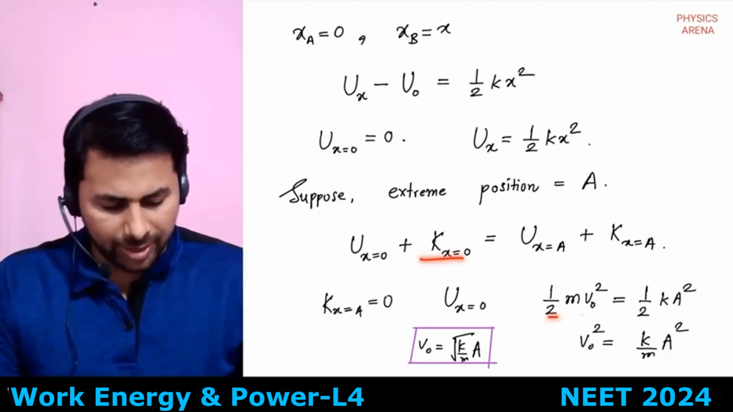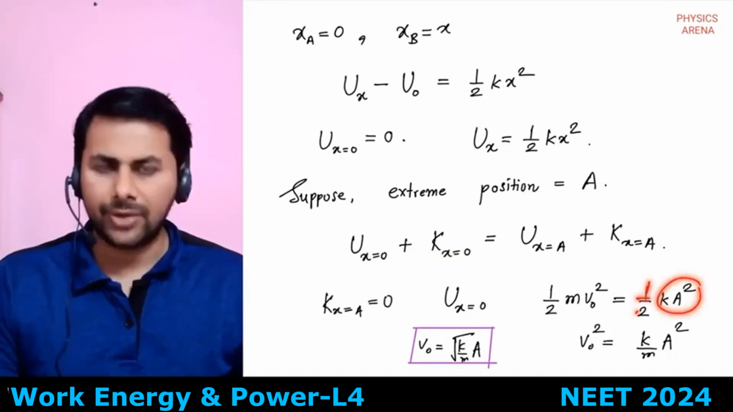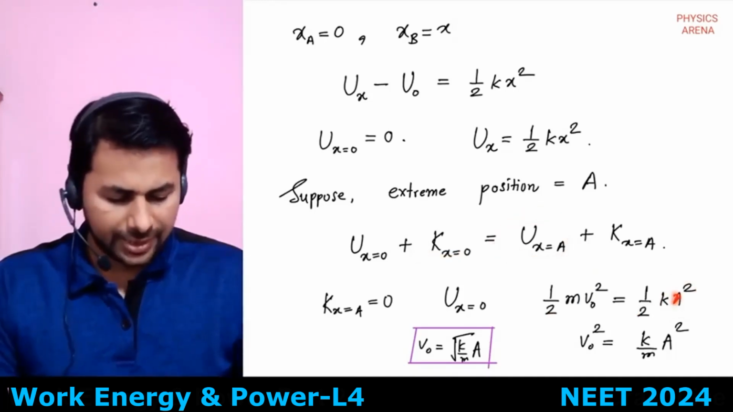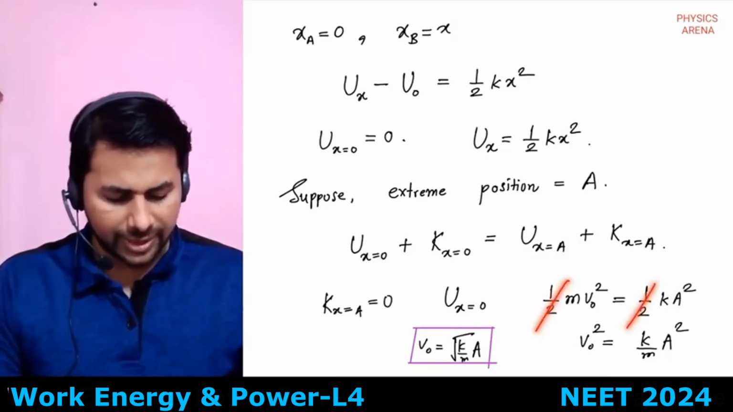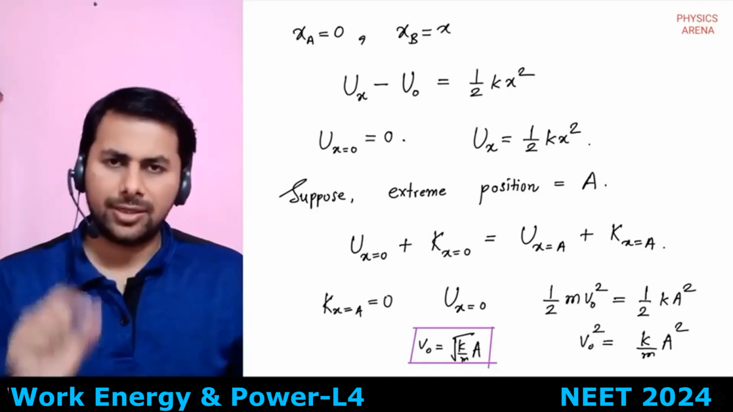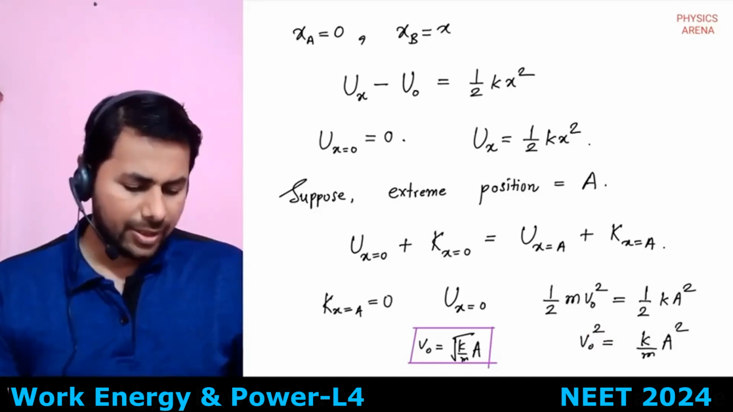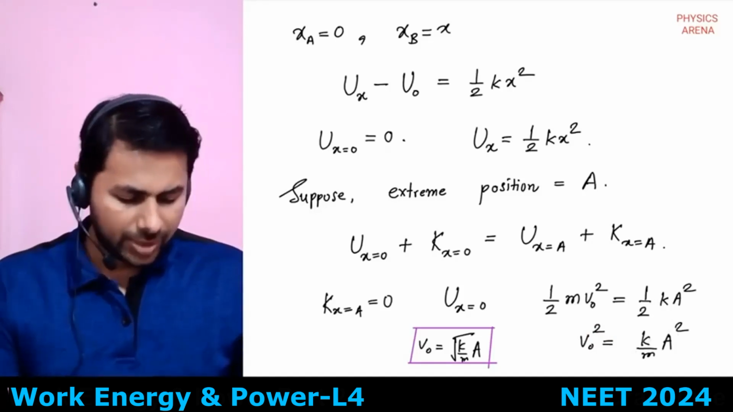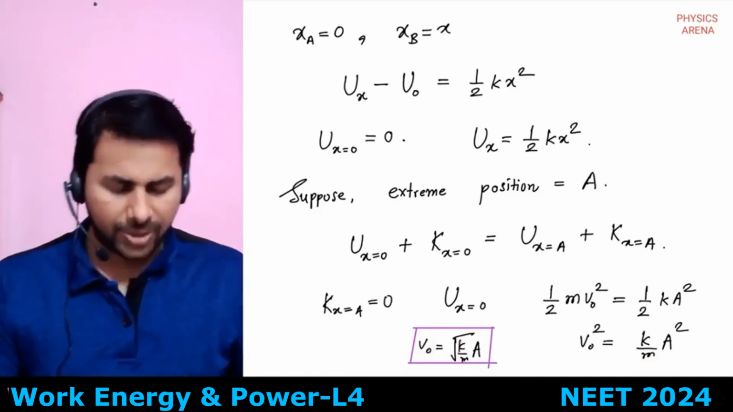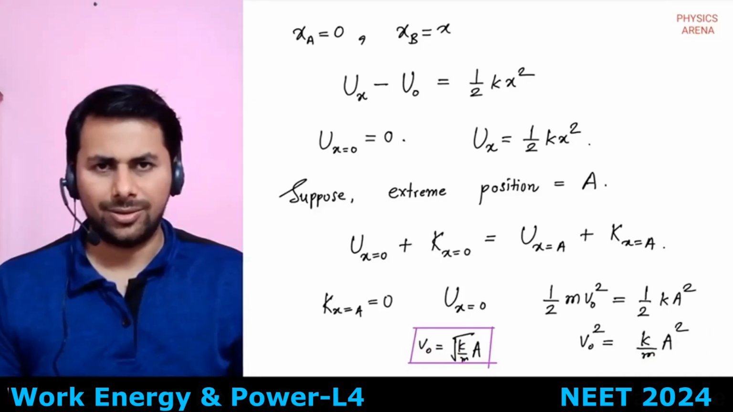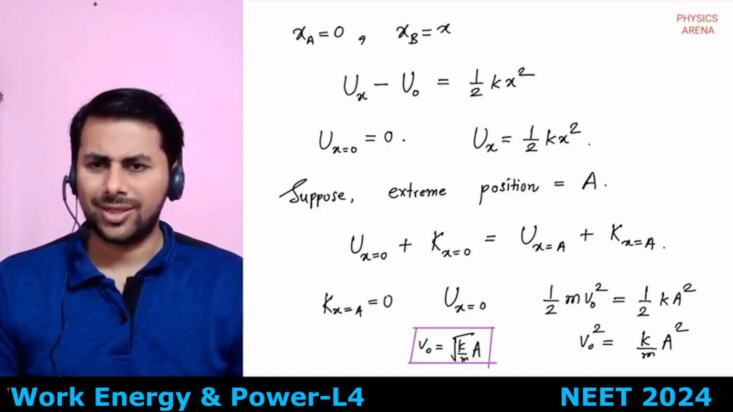So half of m v0 square is equal to half of k a square, because x is equal to a. Comparing this, the half and half get cancelled out. v0 square, that is the speed of this spring block system at x equal to 0, is k upon m into a square, and therefore v0 is equal to root of k upon m times a. So this is the formula. Clear? Yes, no?